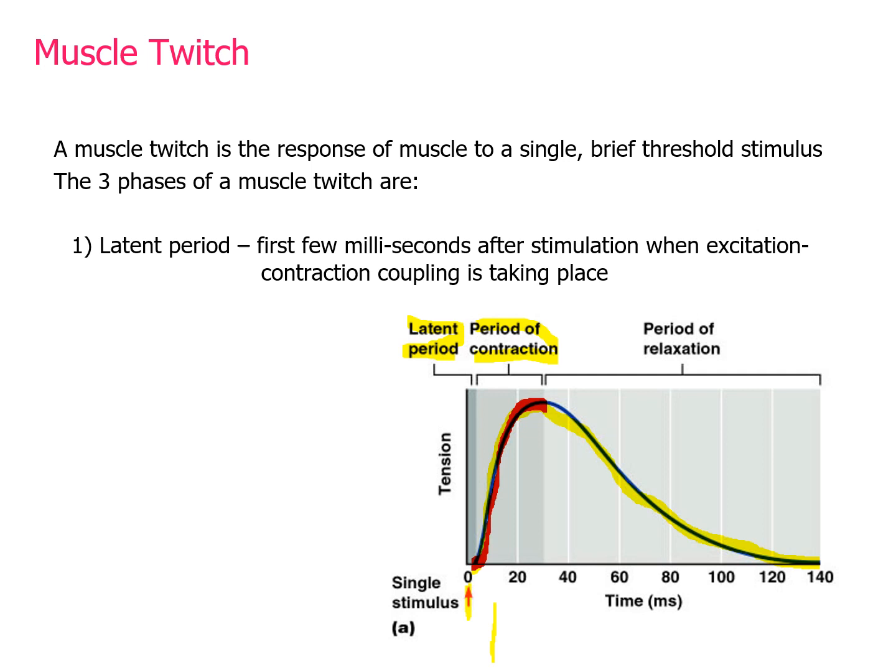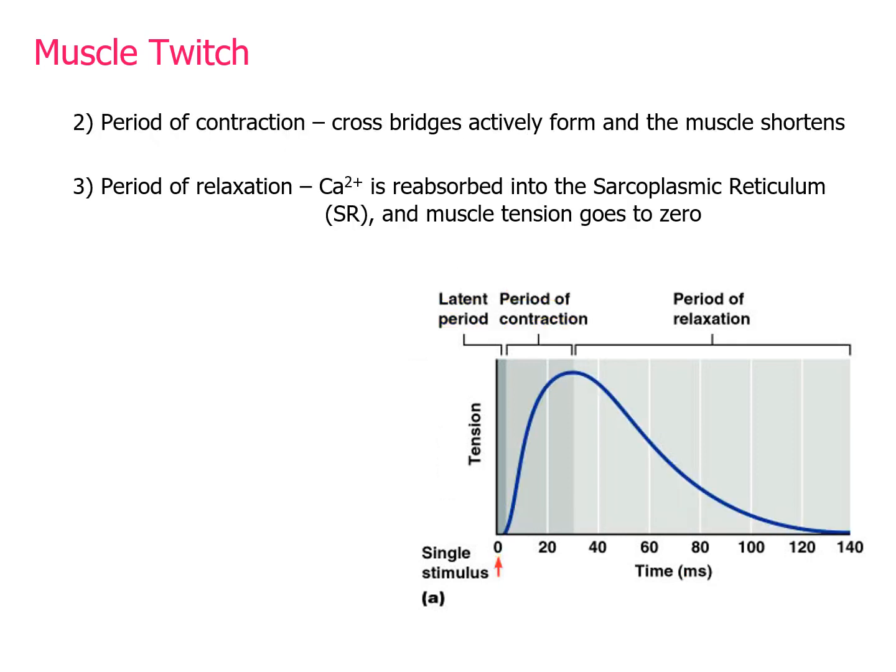And then the period during which the force or tension generated is reduced as the muscle relaxes, and then it goes down to zero. Note this is in milliseconds here. So that's the latent period, the first few milliseconds when nothing is happening, and then the period of contraction. And during this period of contraction, there are cross bridges actively formed.